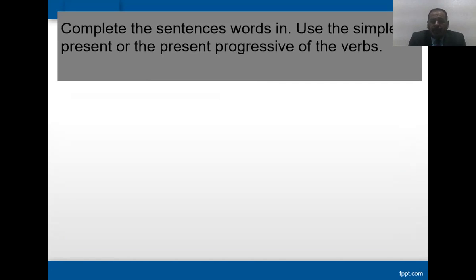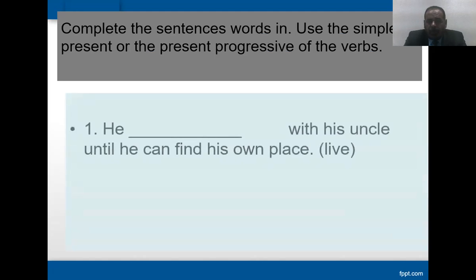Here's some exercise to understand better. Here we are asked to use the simple present or present progressive of the verb in parentheses. He lives with his uncle until he can find his own place. So I have to use the verb live. So I have to concentrate. Is this a permanent situation or a temporary situation? Here, until he can find his own place. So it's not permanent. It's temporary.